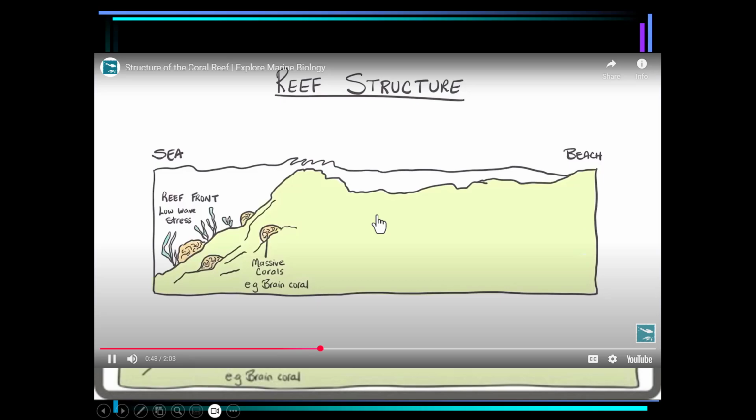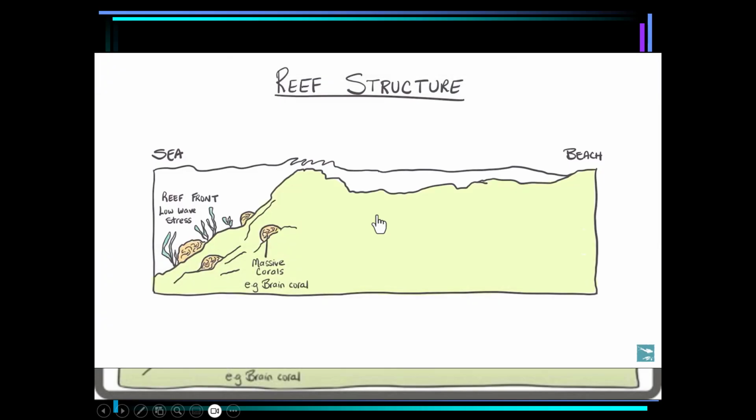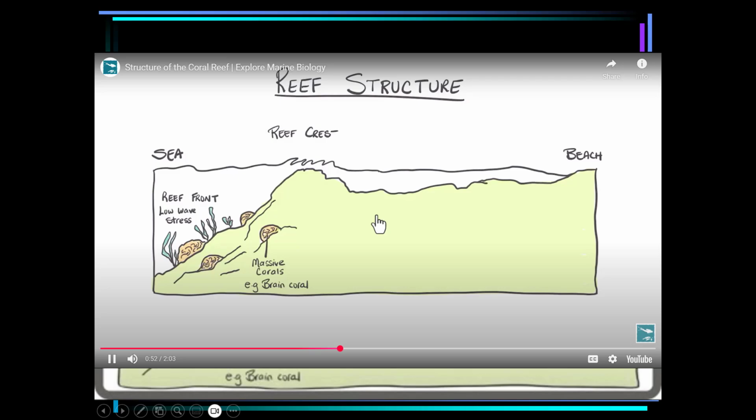As we move further up, we encounter the reef crest, which can sometimes protrude out of the water. Now this area has very high wave stress, and so the corals that grow here are usually branching corals like the Elkhorn coral, which can diffuse some of that strong wave action.